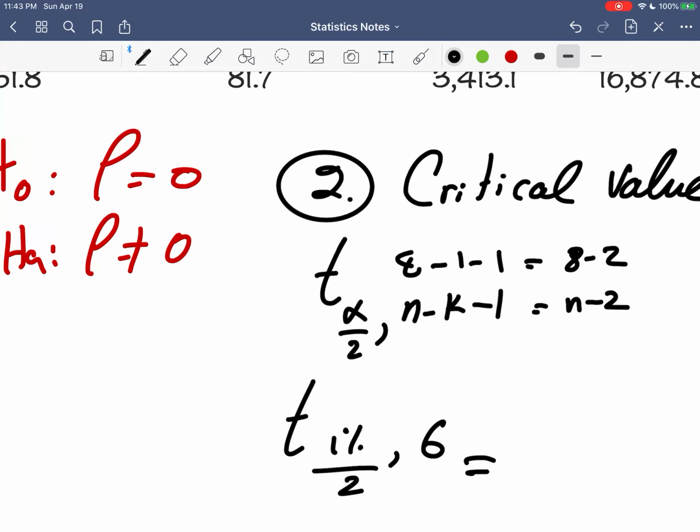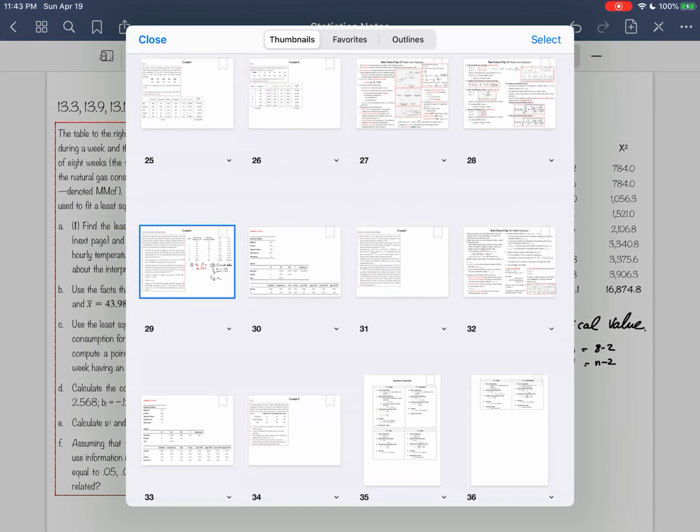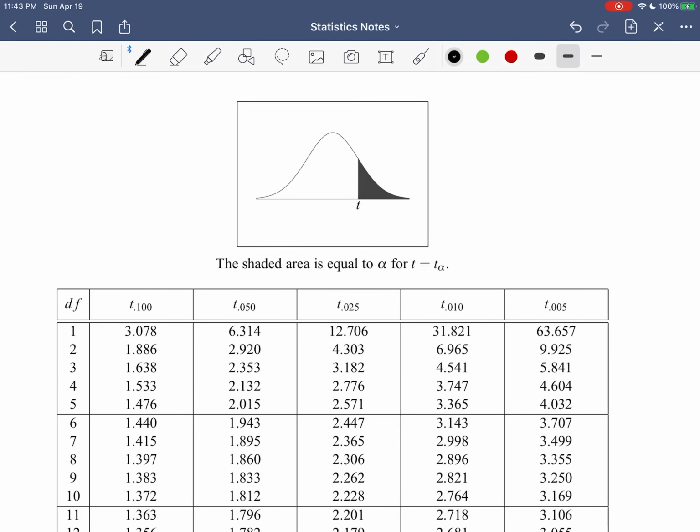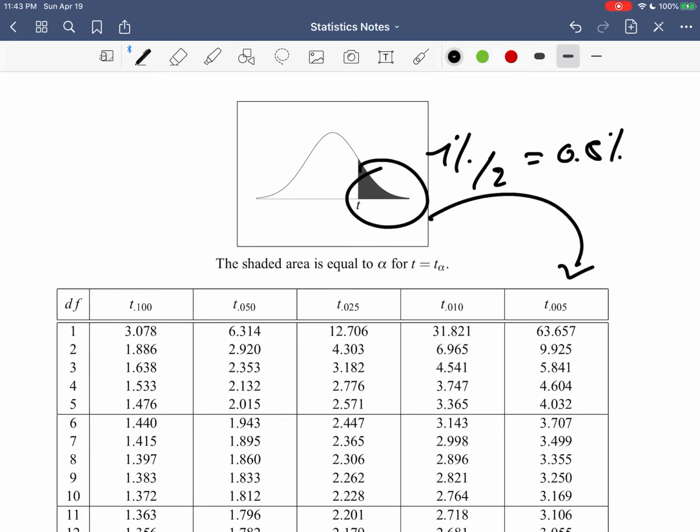So we look up in our table. We would like this to be 1%. So half of it is going to be half of a percent. So we're going to look at the column right here. And we're going to look at the row 6. So the test critical value is going to be 3.707.